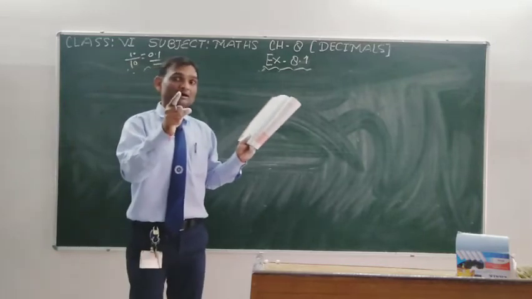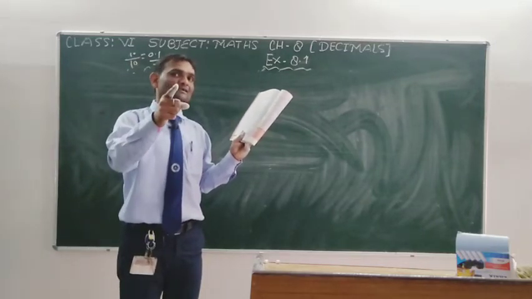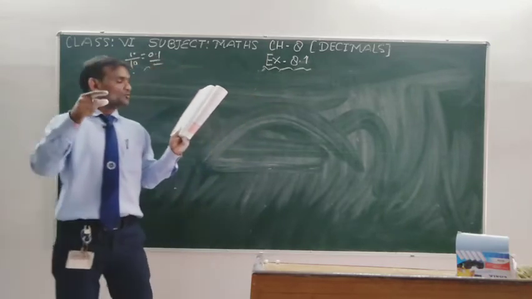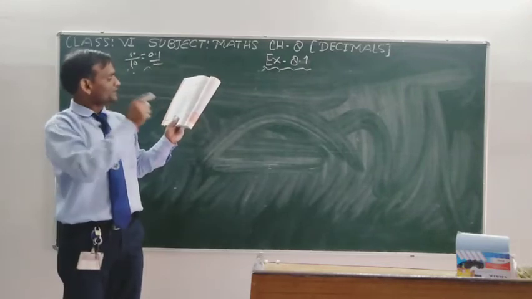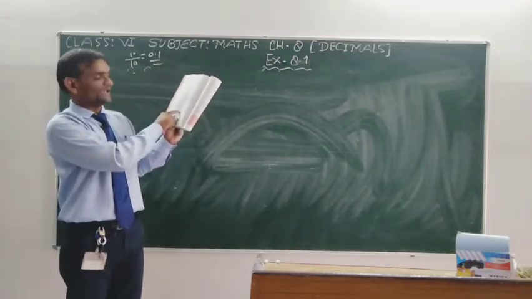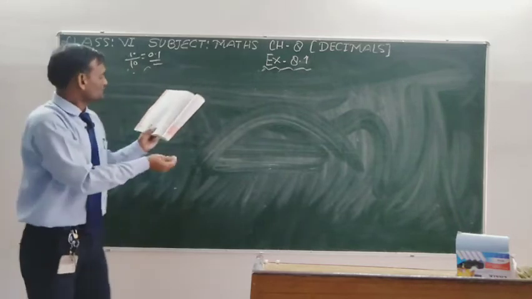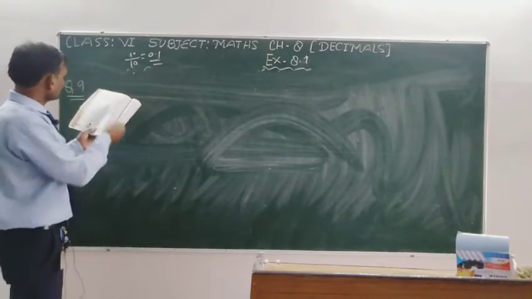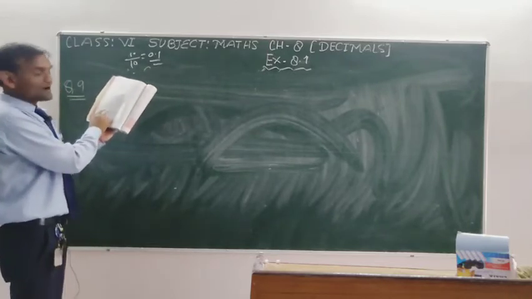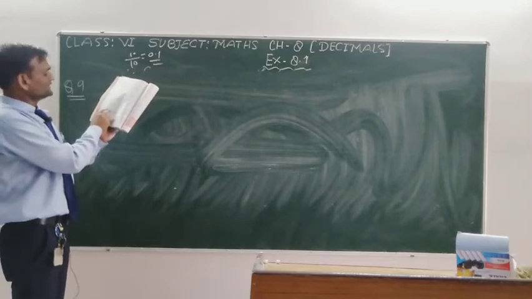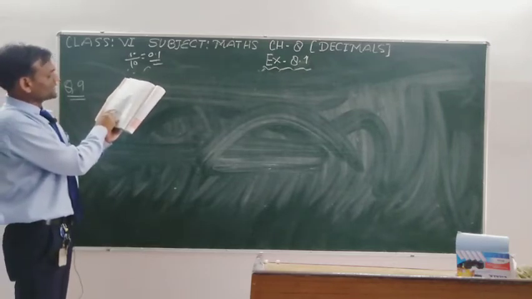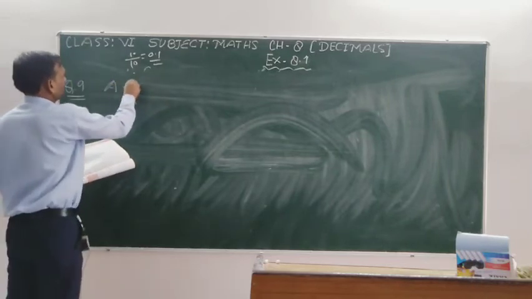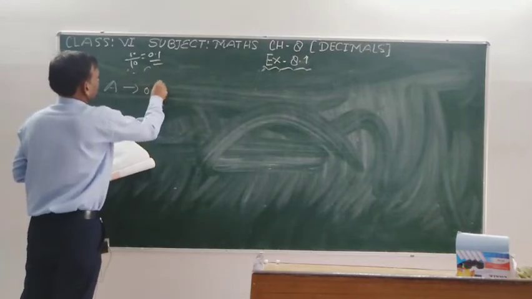So one part is showing 0.1, 0.2, 0.3, 0.4, 0.5, 0.6. In this way, when you count and reach point A, you will write point A. Question number 9 you will do yourself. After 0: 0.1, 0.2, 0.3, 0.4, 0.5, 0.6, 0.7 and 0.8. This point is showing 0.8.